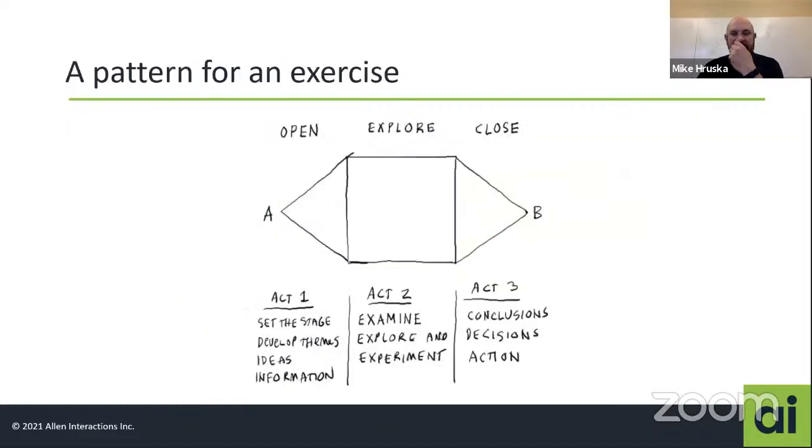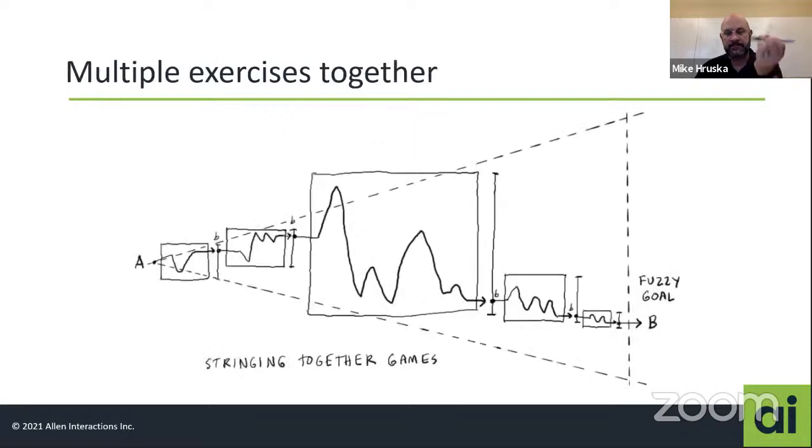And so, the pattern for an exercise, and we'll take a look at a few of these examples, but this overlays the facilitation. We've got to set the stage and develop some themes and collect as many ideas and information as possible, and then get the team to explore further and continue to collect context, and then close with some conclusions or decisions or action in some way. And so the journey together, you might be stringing multiple things.